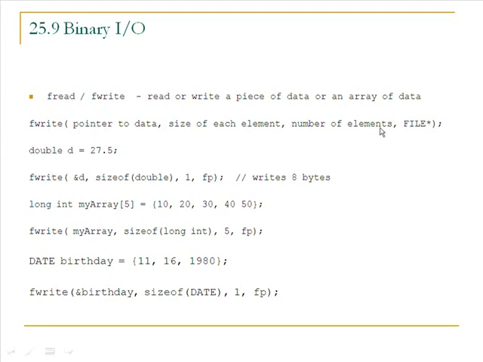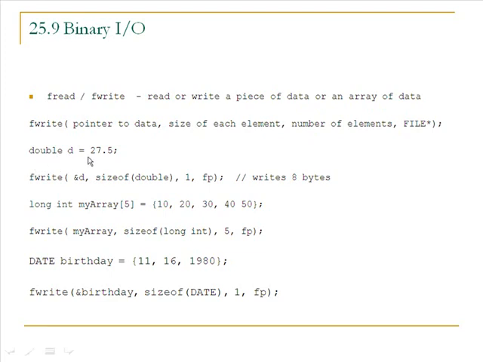Fwrite takes 4 arguments. The first one is the address of the data that you're going to write into the file. So that's one number, an address of the starting place of the data that will be written into the file. And then if that pointer were an array, we would specify the size of each element going into the file and the number of elements, and the last argument is the file pointer to specify what file we're using for this fwrite. So let's look at a very simple example.